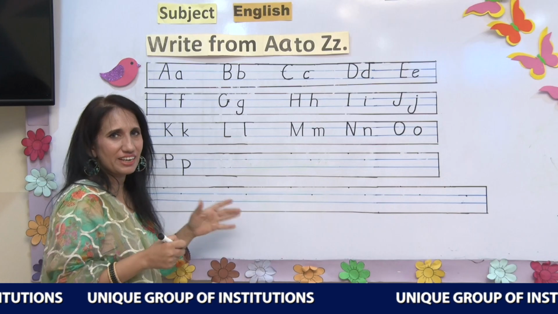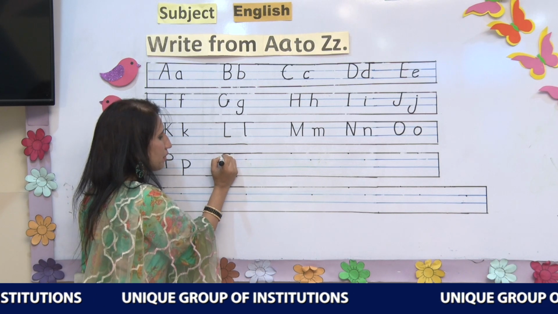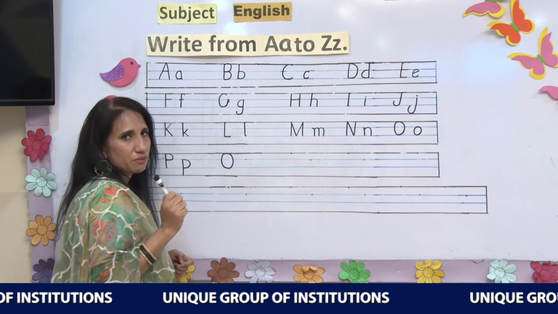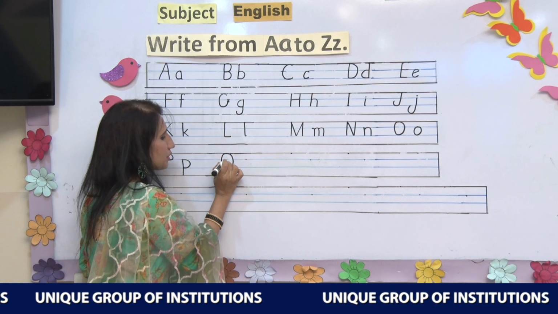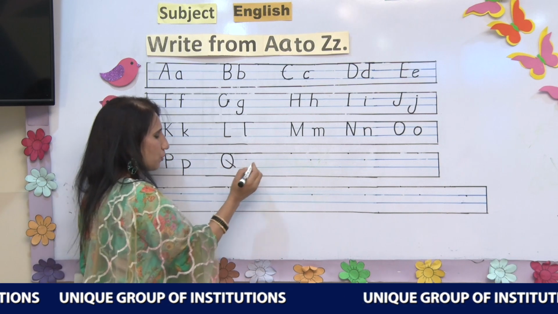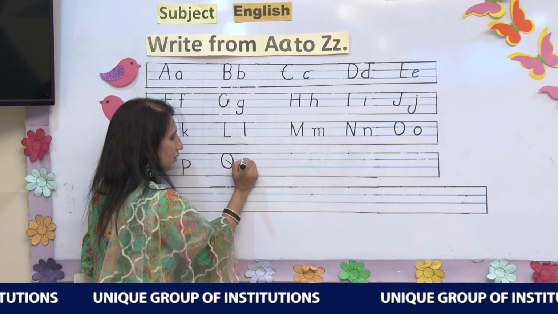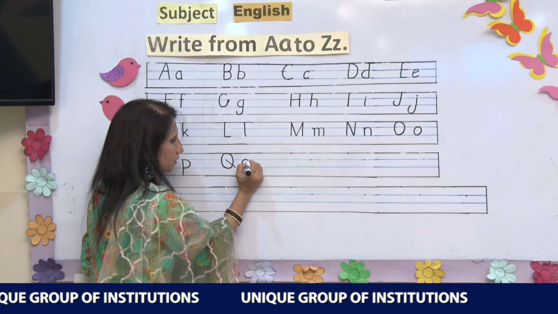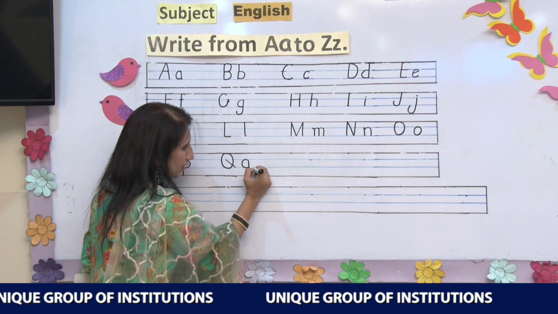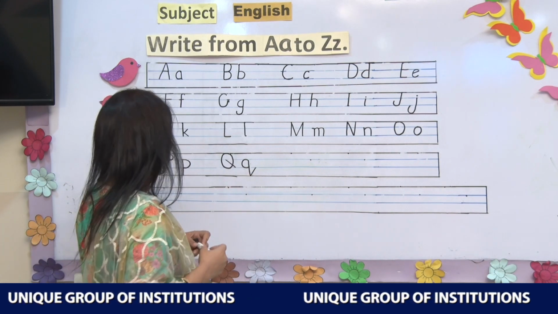We will write letter Q, and letter Q will be on the first three lines. Make a circle like we have made in the O, and we will use a slant line from the center of this line, and that line will touch the third line. This is Q, and the small q will be in the center of these two lines. Make a half circle, then a standing line, and then make a slant like this, and this is your small q. Then after q we will write R.